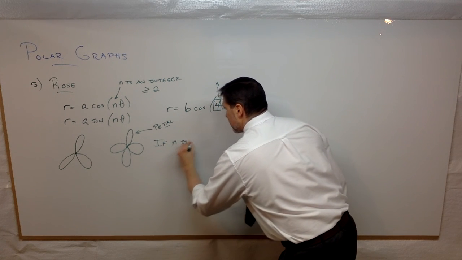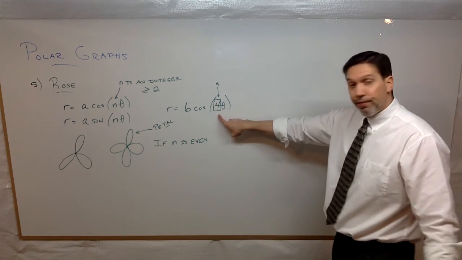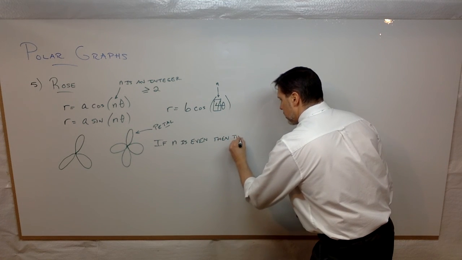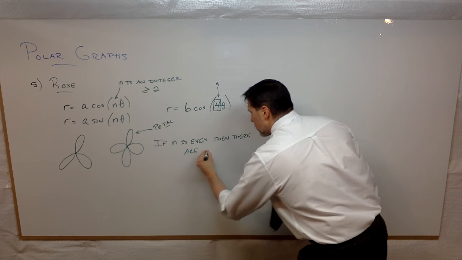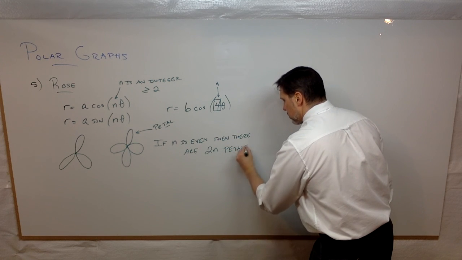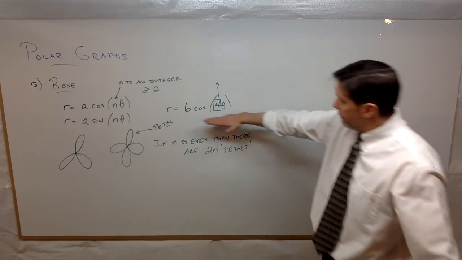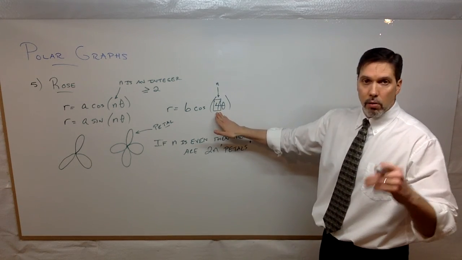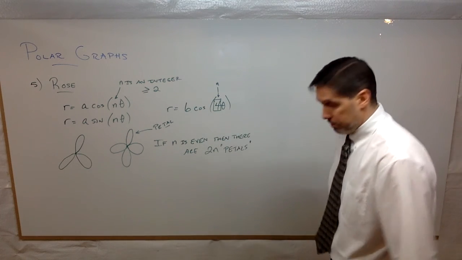As far as this n is concerned, we can say if n is even, 2, 4, 6, 8, 10, 12, well, we got a 4. If n is even, then there are 2 times n petals. So if I were to graph this on our calculator, I know that's going to have a total of 8 petals. 4 times 2 is 8, because n is even.